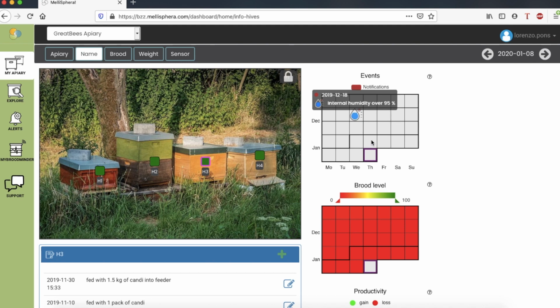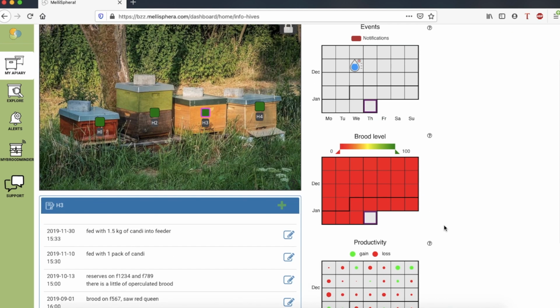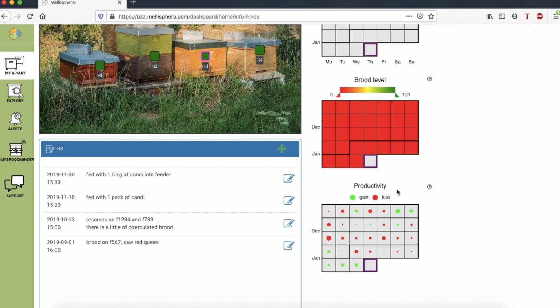This is the calendar of the events. And in the brood calendar, well, we see that it's 0% all around, which is normal. It's nicer to see during the season. And that's the productivity, which is showing the gain or the loss of net weight of the hive during the day, with small variations at that period of the year.